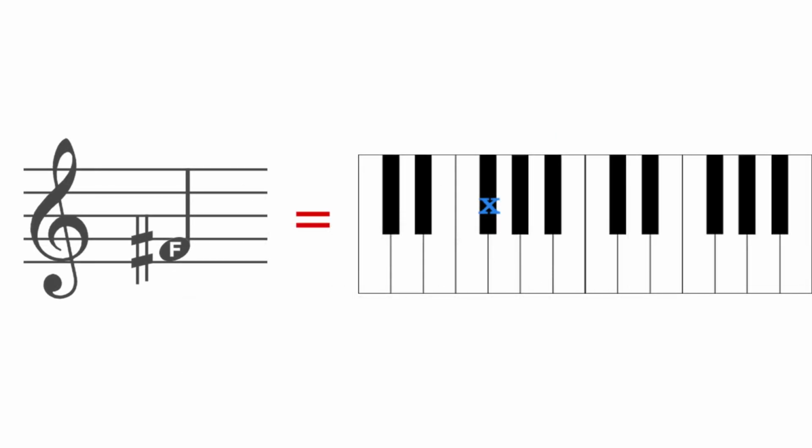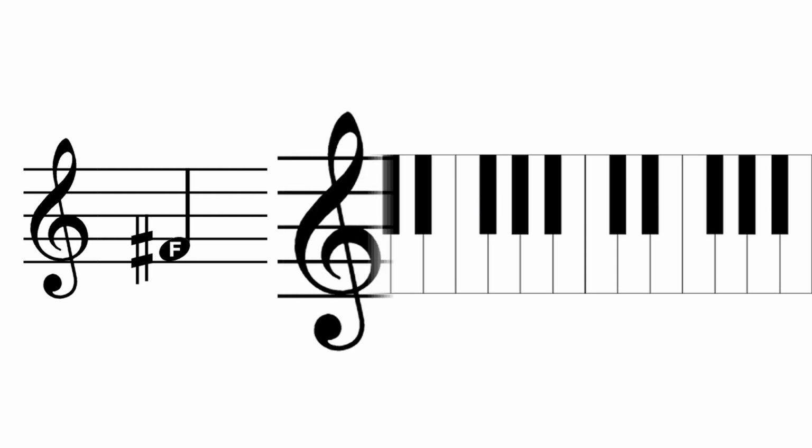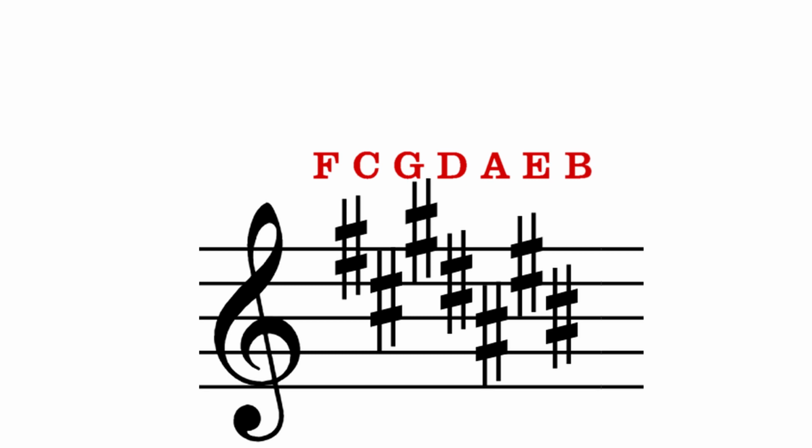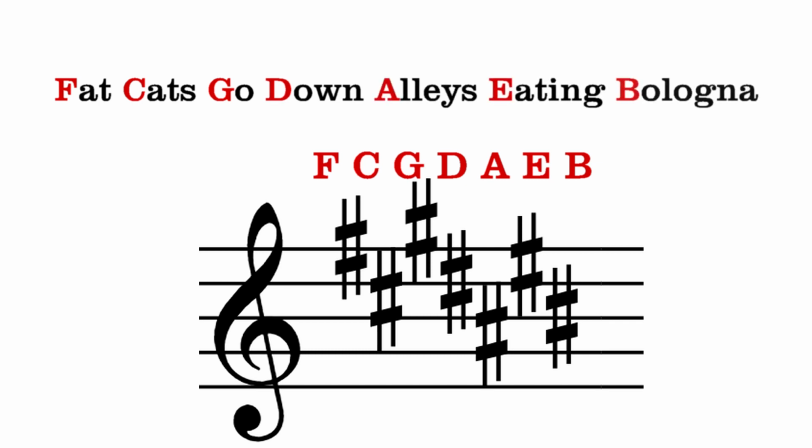So again, sharps tell us to go up a half step from the note that we're given. In sharp key signatures, we find the key by going up a half step from the last sharp. The order of sharps is F, C, G, D, A, E, B, which we can remember with what? Fat cats go down alleys eating bologna.